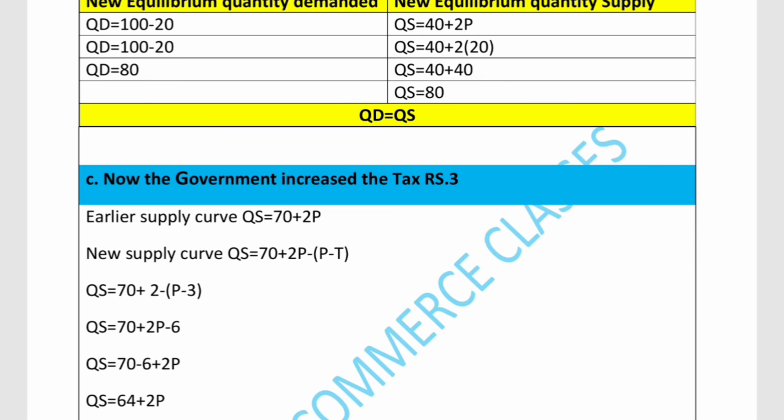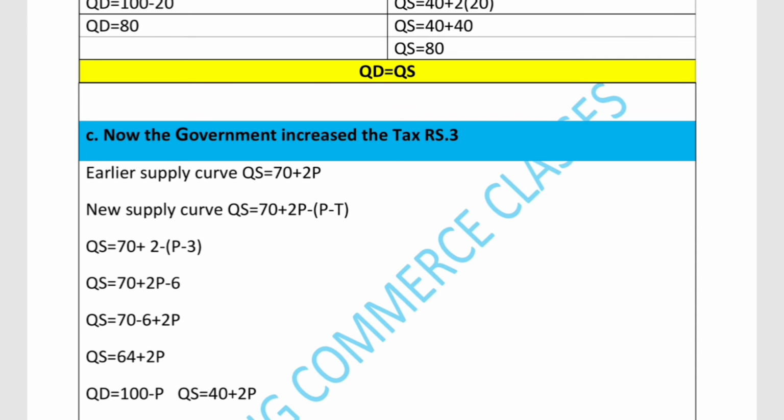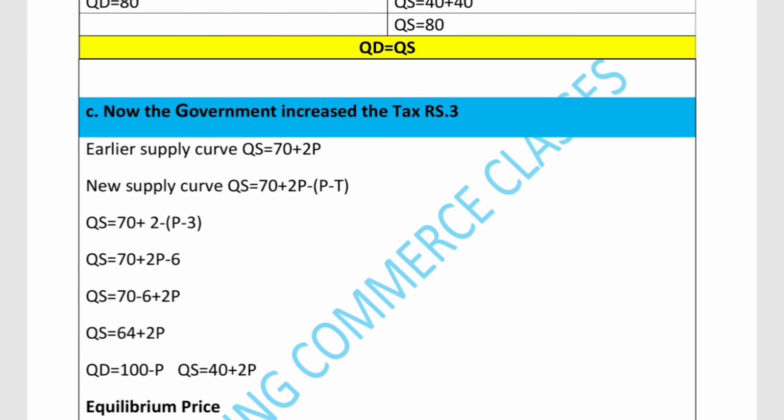Now what is happening here? The government is going to be increasing the tax by rupees 3. So what is the earlier supply curve we were having? QS is equal to 70 plus 2P. The new supply curve is QS is equal to 70 plus 2(P minus T).